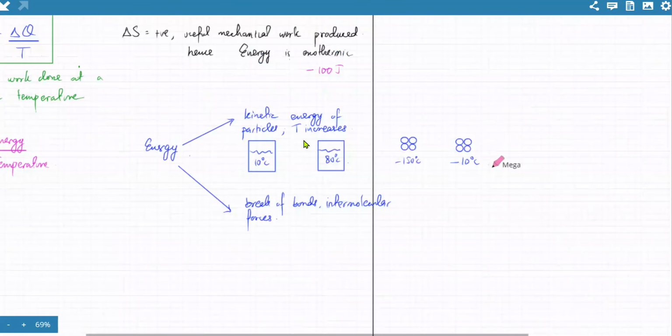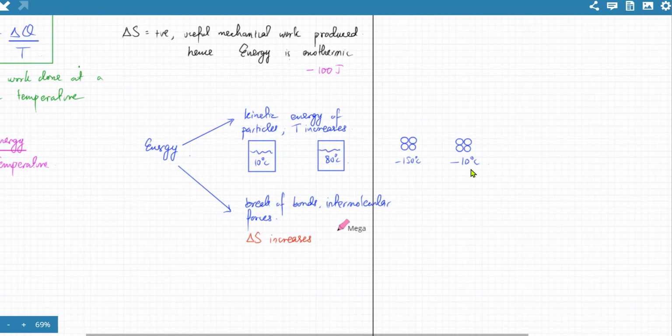Either the temperature starts to increase, the particles have more kinetic energy, so the temperature is increasing, but not the disorder. To increase the disorder, what do you have to do? The energy has to specifically go into breaking of bonds or intermolecular forces. When that happens, that is when delta S increases. That is when entropy increases. All of a sudden, entropy increases.